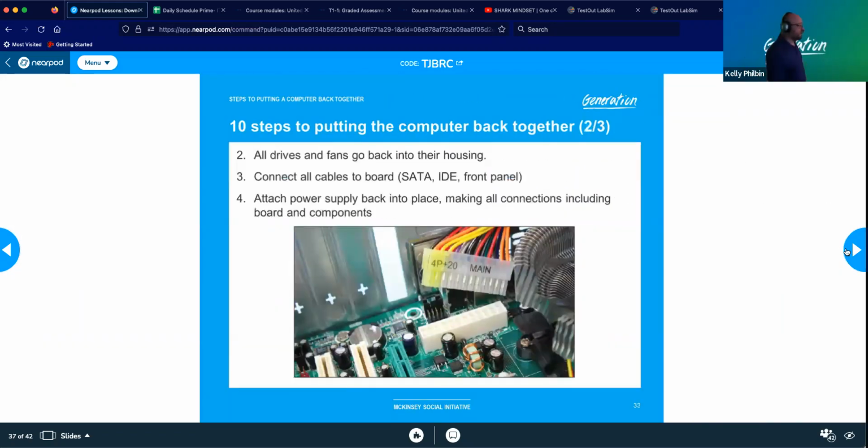All right, step 2, all drives and fans go back into their housings. Once we have those back in place, step 3, connect all cables to the board: SATA, IDE, PATA, front panel, all those fun little connectors, making sure everything is reconnected. After we do that, step 4, attach the power supply back into place, making all the power connections, including the board and its components.